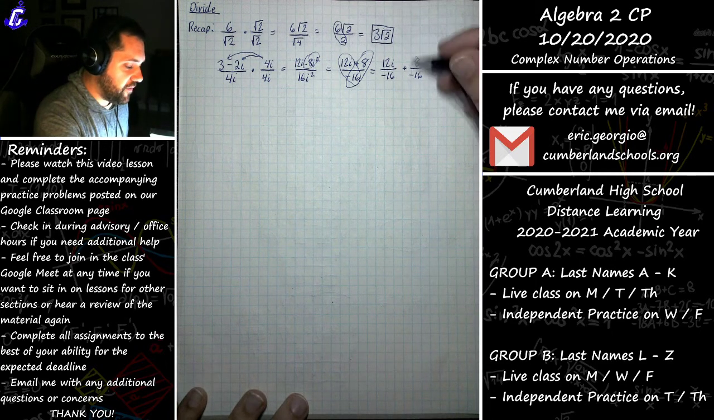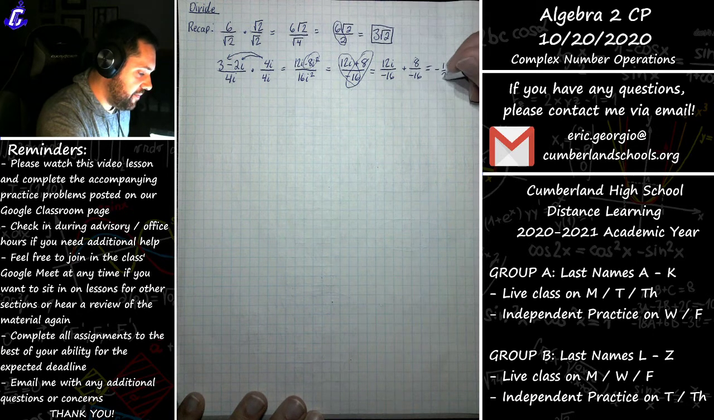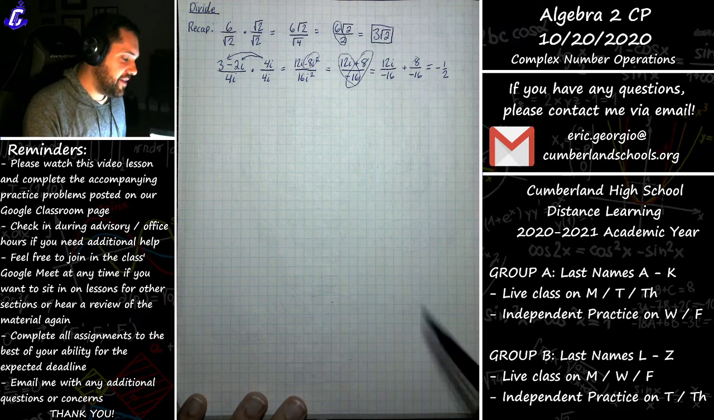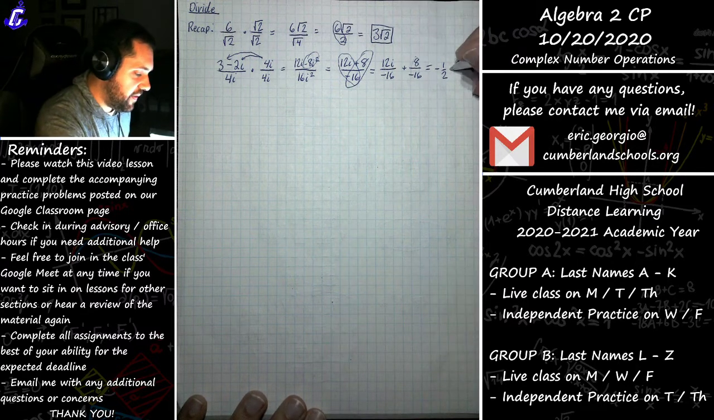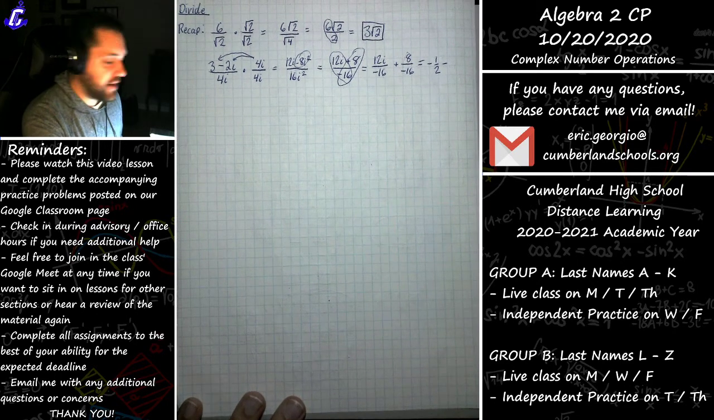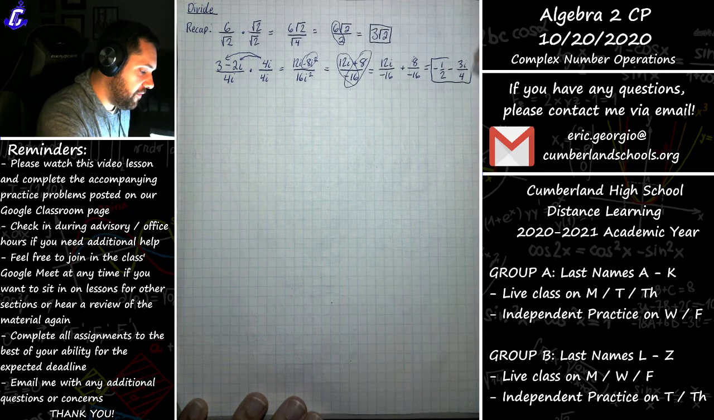Let's do the real part first. 8 divided by negative 16 is negative 1/2. That's how we can reduce that. And then over here, 12i divided by negative 16, we're going to say that that's negative, let's see, 12 over 16 we can reduce by a factor of 4. So that's going to be 3i over 4. And so that would be our final answer.